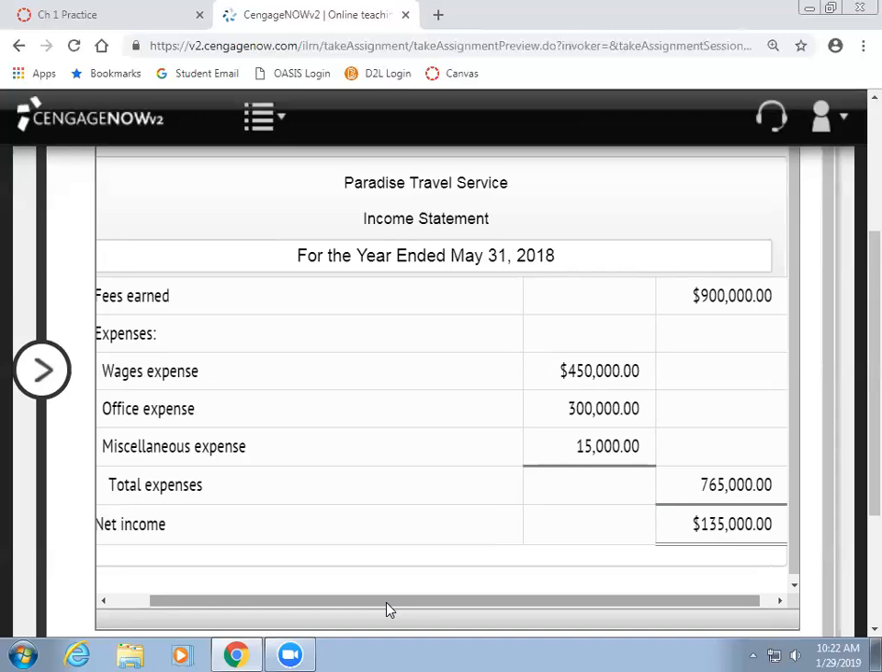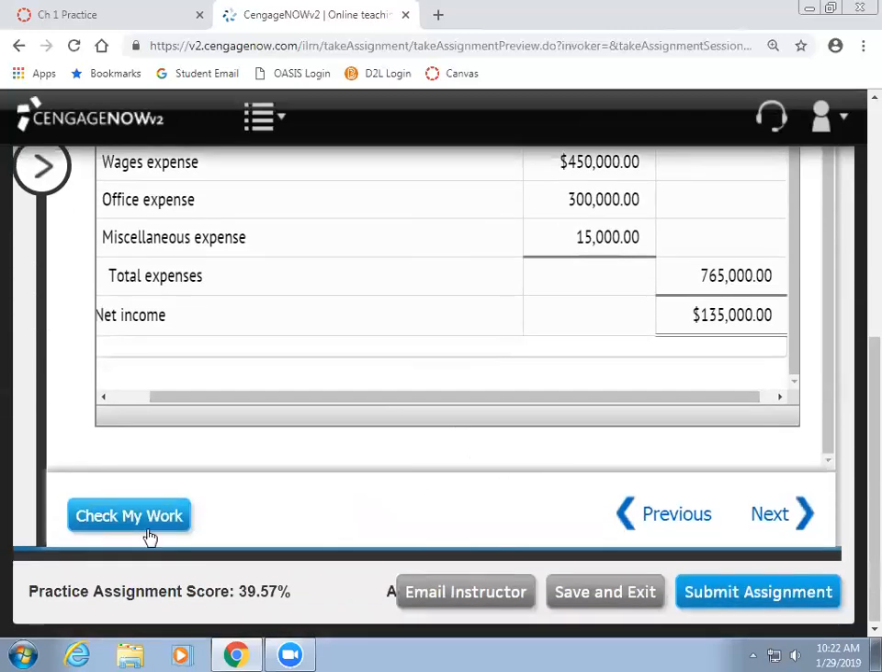Honestly, I would normally not count off for what order you put them in, but the book I think prompts you to do it highest to lowest. So when you're doing that on your homework, if you do get something wrong like that, it might just be an order. They may count you off if you put them in a different order. So that's a good question. And again, you could use check my work, make sure everything's good.